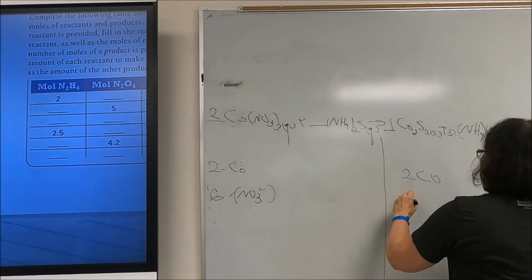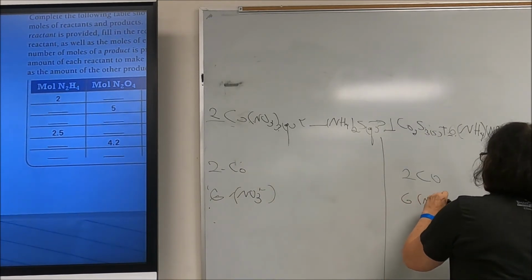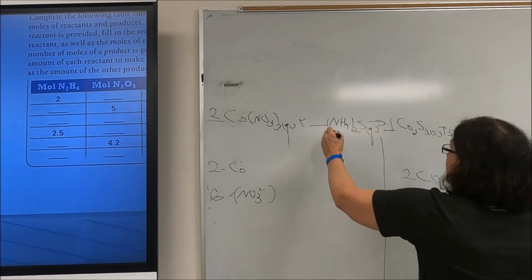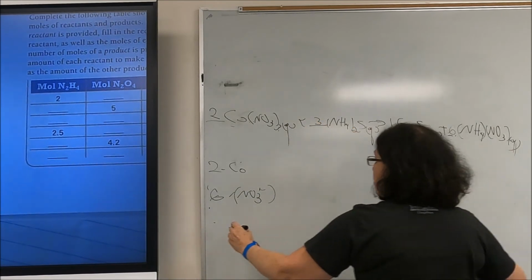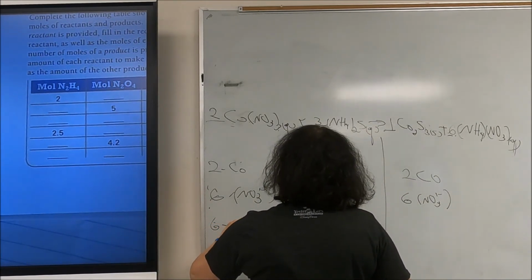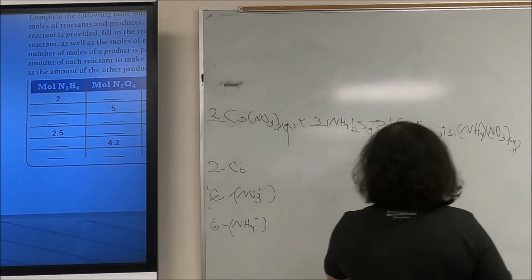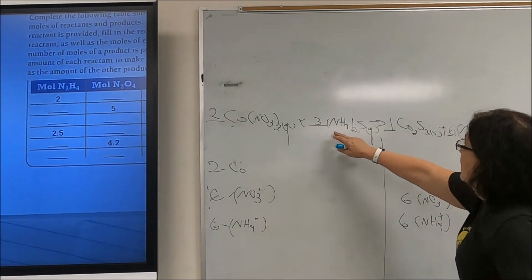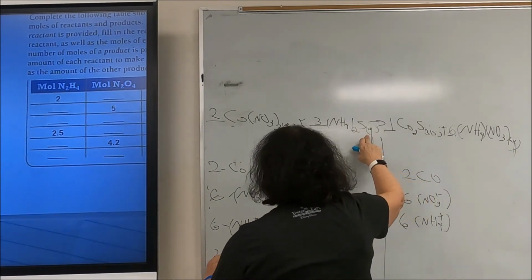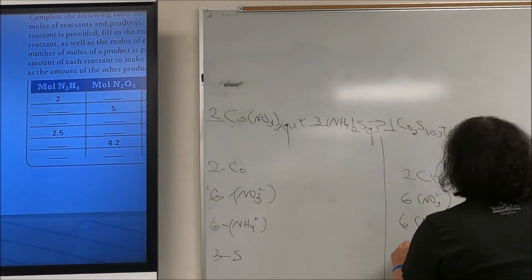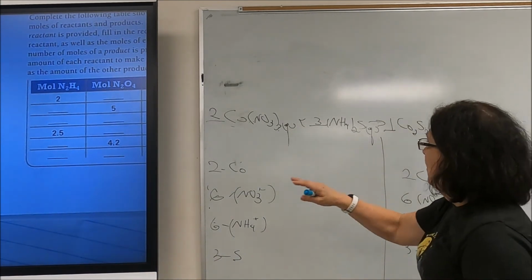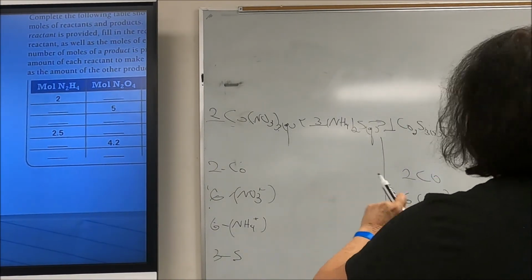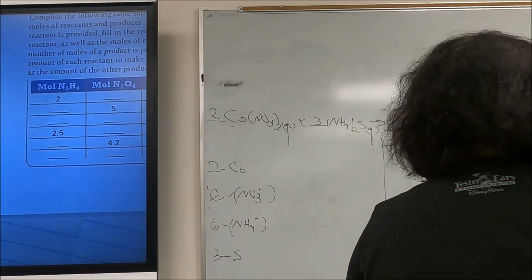Okay? I have 6 nitrates. Now, by putting a 6 there, I've locked myself into 6 ammoniums. So I need to put a 3 there. 3 times 2 is 6 NH4 pluses. Over here, I have 6 NH4 pluses. And now that gives me 3 sulfurs. And look, 1 times 3, 3 sulfurs. So I have 2 cobalts, 6 nitrate ions both sides, 6 ammonium ions both sides, 6 sulfurs both sides.